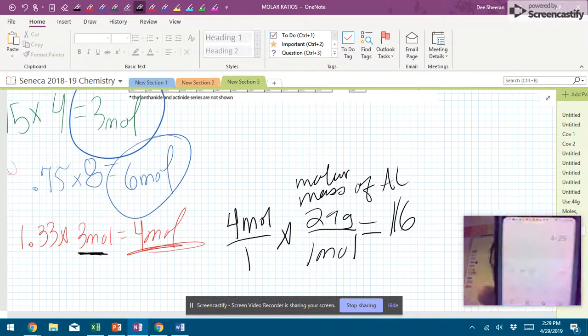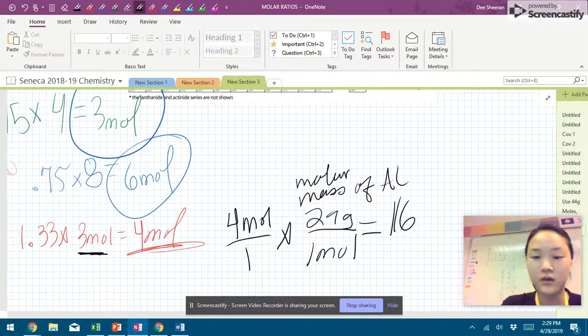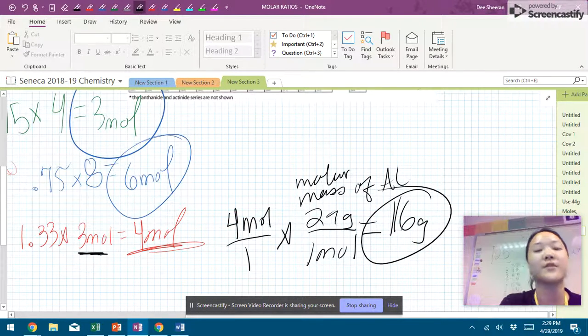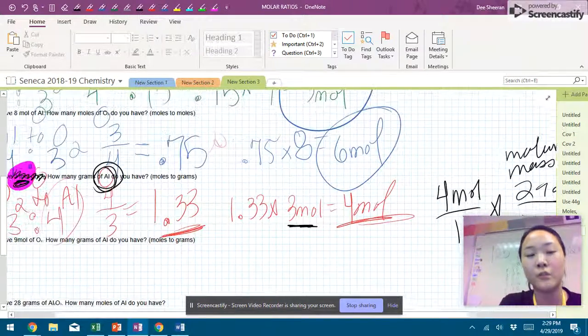116 right there. And so 116 grams is your final answer. And this is grams of Al. So that's how you do this problem of moles to grams.